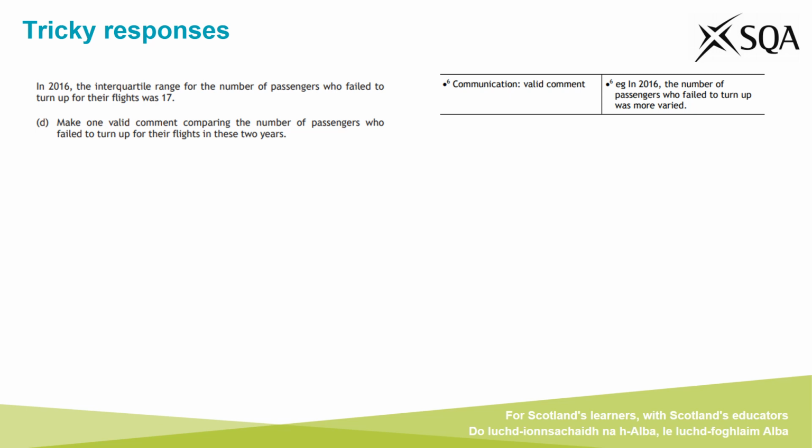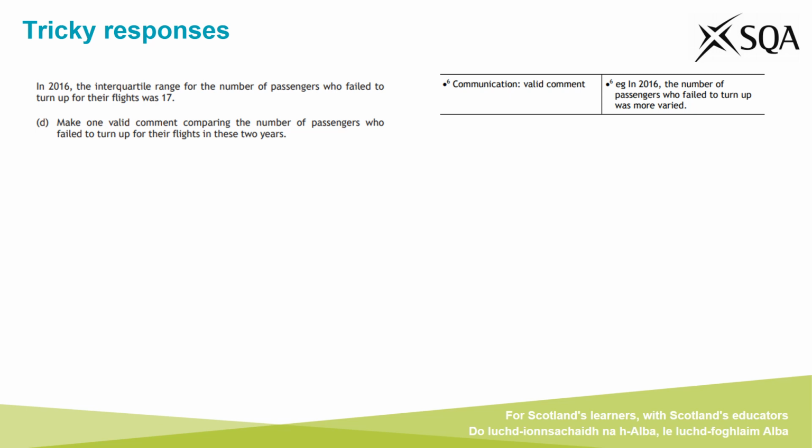In this case, a valid response could be, in 2016, the number of passengers who failed to turn up was more varied. You might want to think of some examples which you all agree would be alternative valid options, such as in 2017, the number of passengers who failed to turn up was more consistent or less varied. It's also helpful to think about things that you agree would be insufficient.